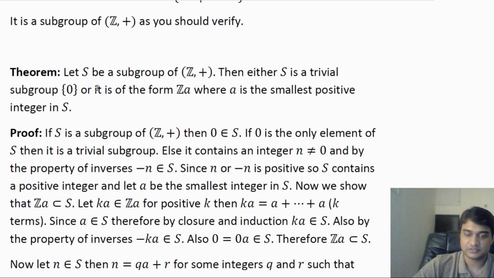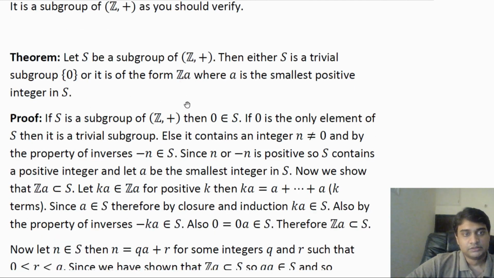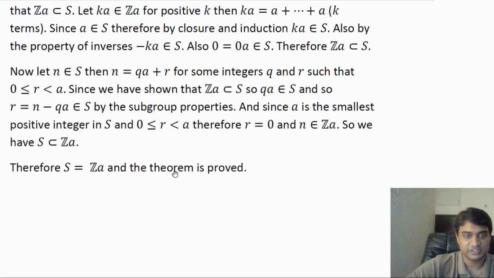Which means it is a set of the multiples of A, and A is the smallest positive integer in S, right? So this is what this theorem says, and we will use this theorem to deduce some important facts about integers, which we see next.